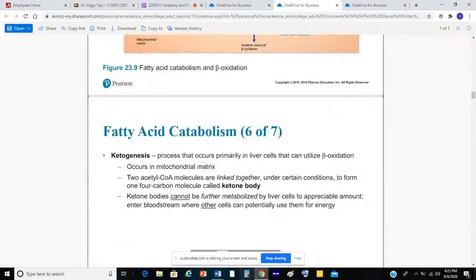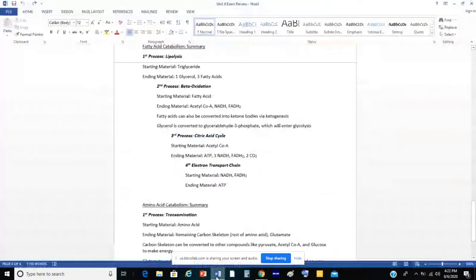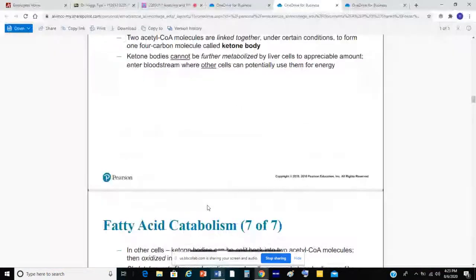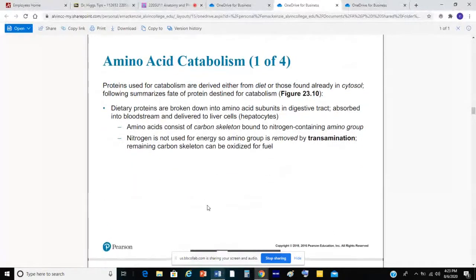But we got to talk about this here. Depending on the situation, fatty acids may not undergo beta oxidation. If they don't undergo beta oxidation, they'll get made into ketone bodies. Ketogenesis is the process of making ketone bodies, and that occurs to some of your fatty acids. All right. So that's all this is talking about. That's fatty acid catabolism. And then the last thing we talk about is amino acids. You got to break down proteins.